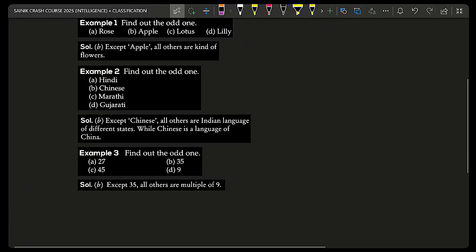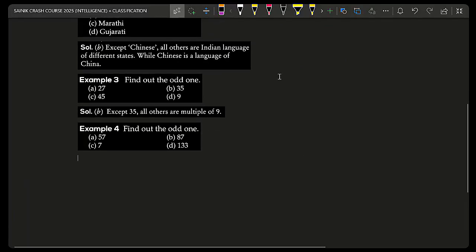And next we have find the odd one. So one more question on number analogy. All of you try the next question. Find out the odd one. Example 4. Find out the odd one. 57, 87, 7 and 133.